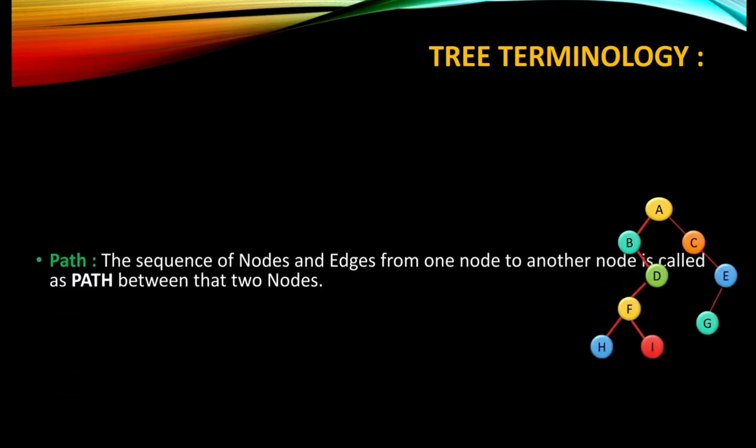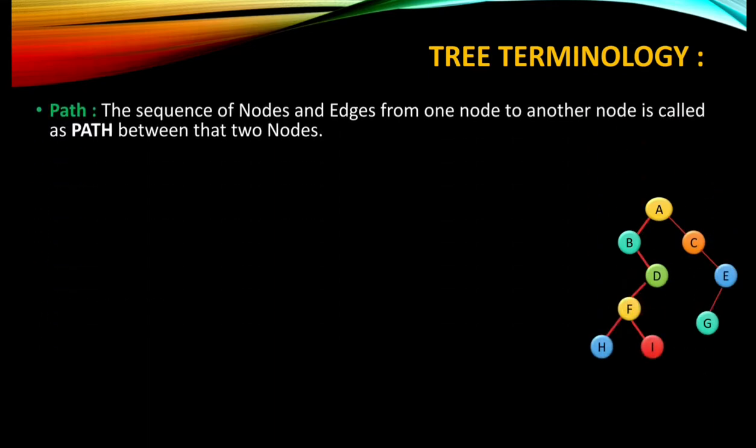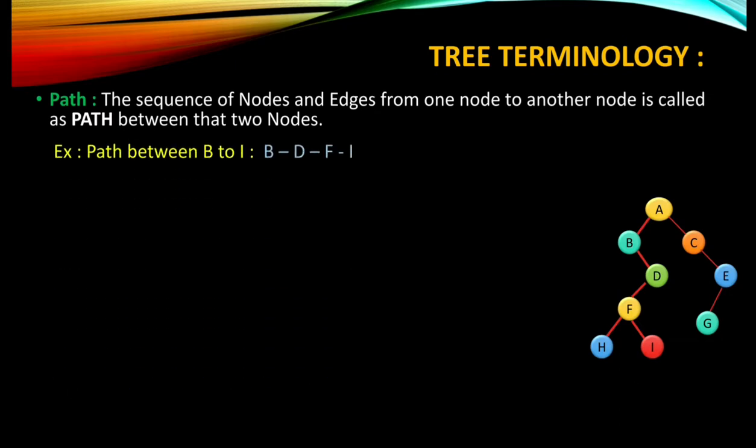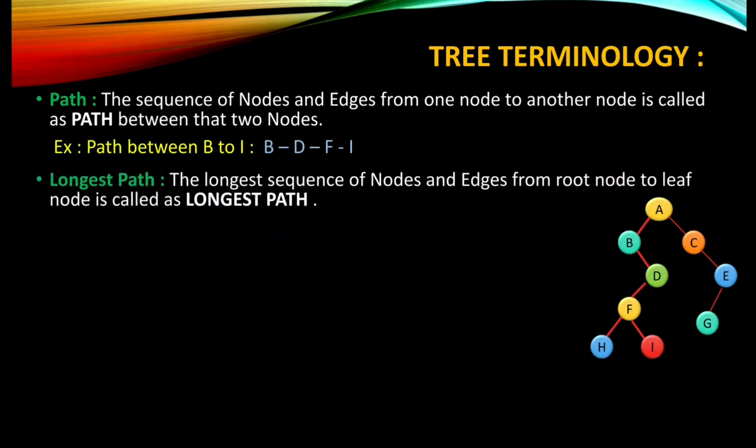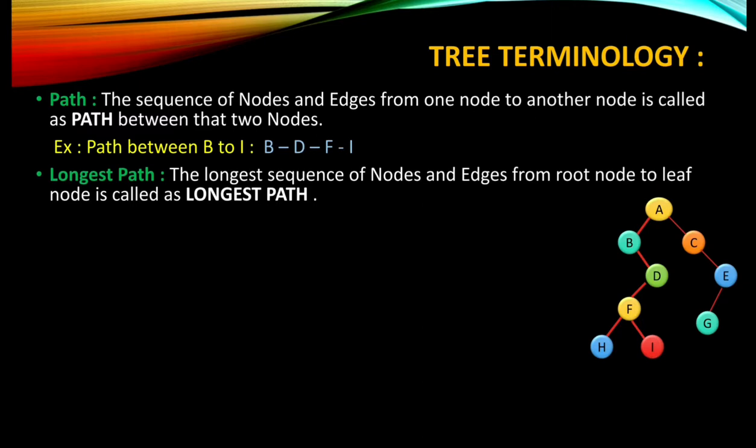Now see more terminology, that is path. The number of nodes or edges from one node to another node is a path between both nodes. If I'm talking about the path between B and I, then B, D, F and I. In that way you have to move further. If I'm talking about the longest path, then A, B, D, F, I, 5 nodes were there. That's why it is the longest path. Again we have one more path. See that we have two paths with the same number of nodes. That's why we have to consider both of them as longest paths.